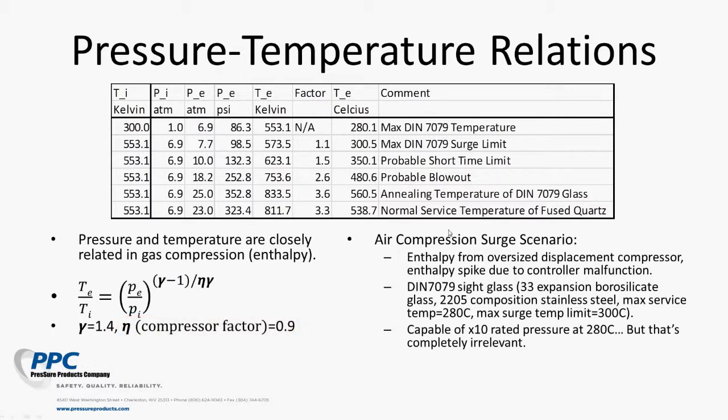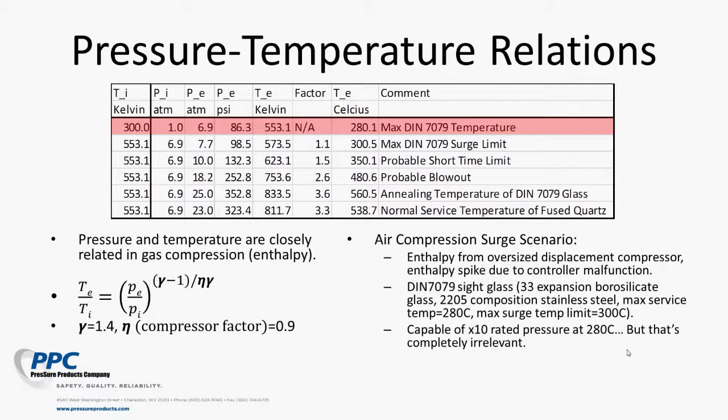Here we have a table with some of the values from these equations. You have a process in which a compressor supplies air at about 7 atmospheres, which is a pretty pedestrian value. At that exit pressure, starting with room temperature, your exit temperature would be 280 C, which is hunky-dory for the site glass we've chosen. As long as this temperature is not exceeded, DIN 7079 site glass can take a lot more pressure.